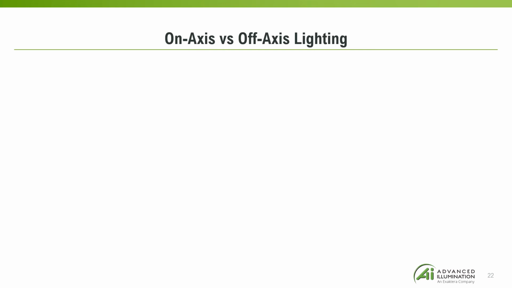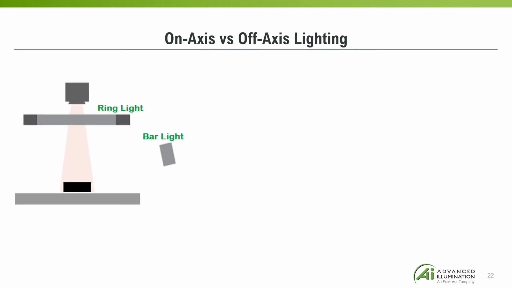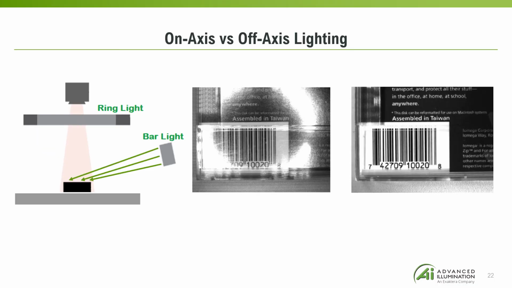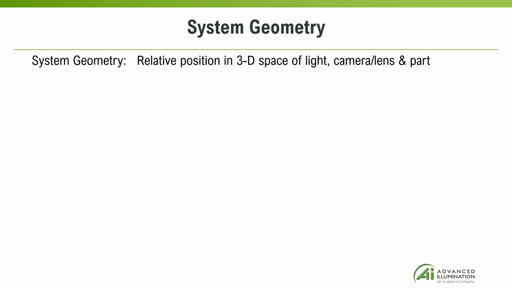Here's an example of how changing the geometry of lighting can affect the application. In this example, an on-axis ring light was used to try and read the barcode under a piece of cellophane. As you can see, the specular surface reflects the light and makes reading the code impossible. But if we use an off-axis bar light, we can improve the image for the camera in order to read the barcode.